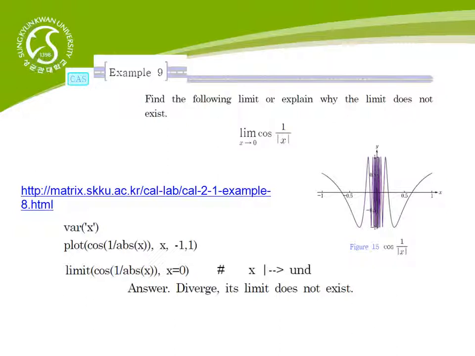So this example shows the standard technique to find a delta to show a function has an infinite limit. Example 9 asks: find the following limit or explain why the limit does not exist. Okay, how are you going to explain it?